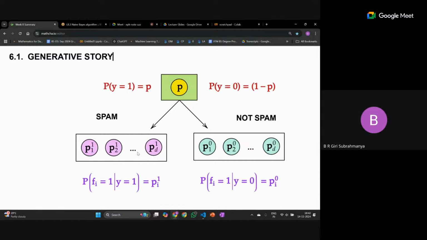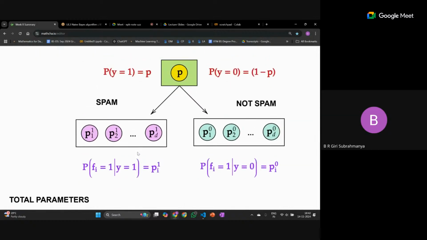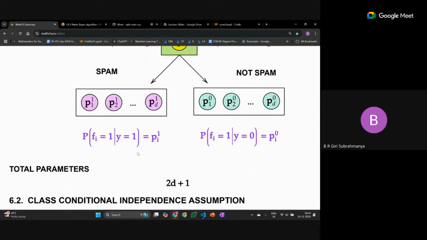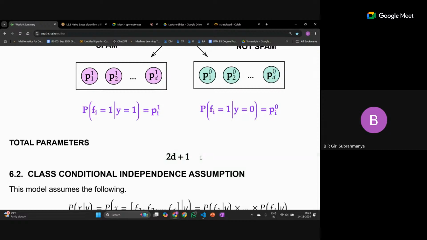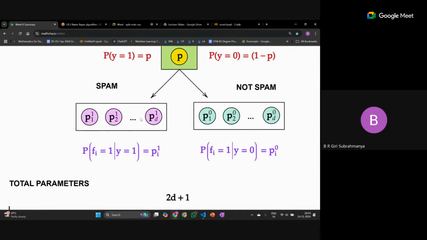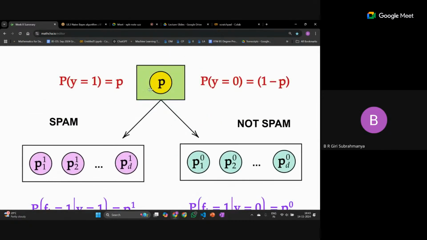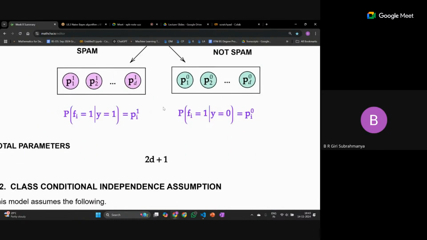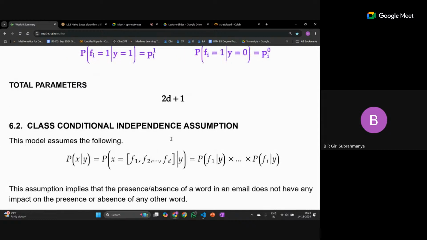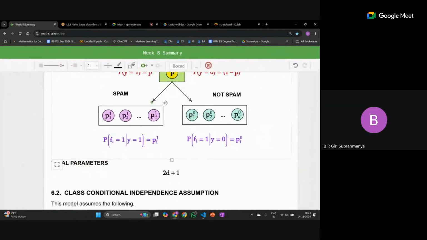Before proceeding further, we must notice one thing: how many parameters are there. Here there are D coins, here there are D coins, and here there is one P. So 2D plus 1 is the number of parameters. This is fairly straightforward. So this is linear, so it will work, even for a large number of words. This is a good model in terms of computational complexity.